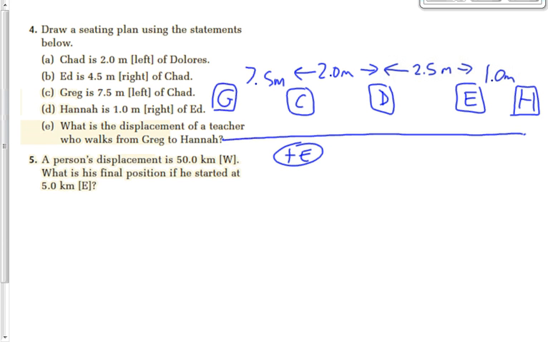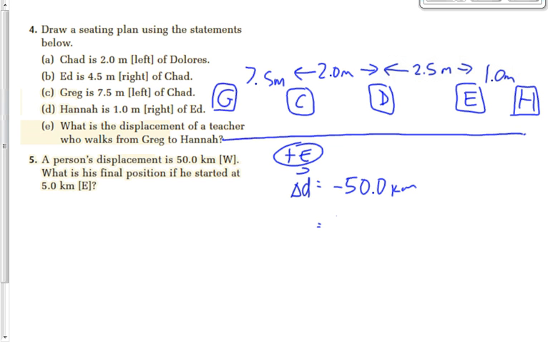50 kilometers, what is that? Is that position or is that displacement? Zach, isn't it? Right? Zach, yes. A person's displacement is 50 kilometers. That's displacement, right? Okay, so that's going to be delta D. We're going to make that negative because it's west, right? Make sense?